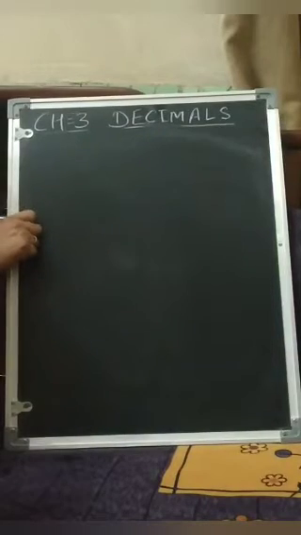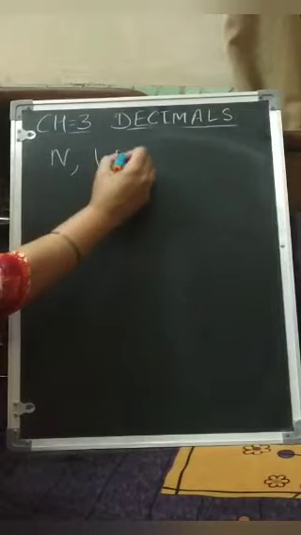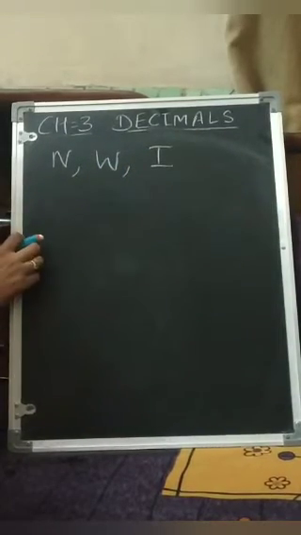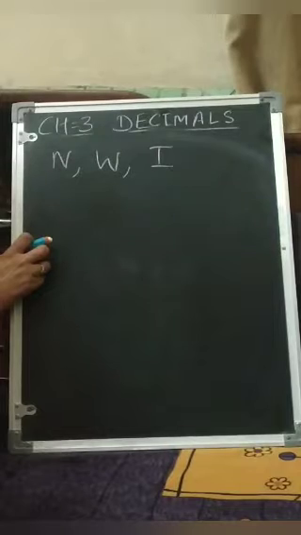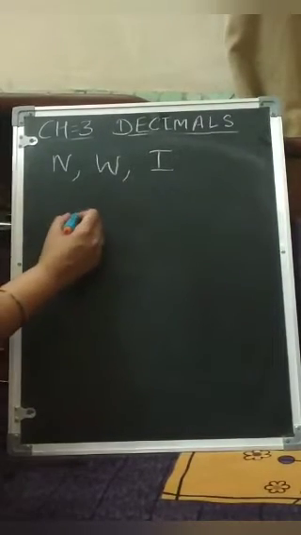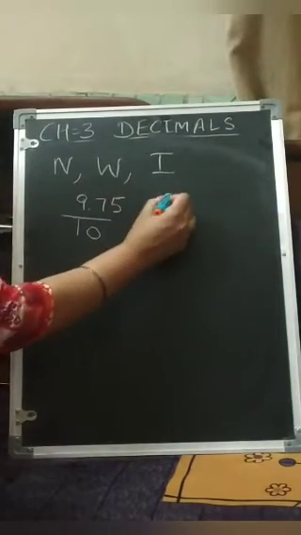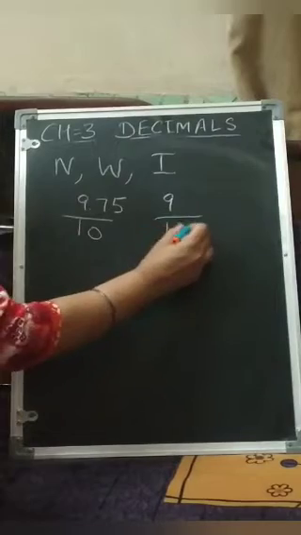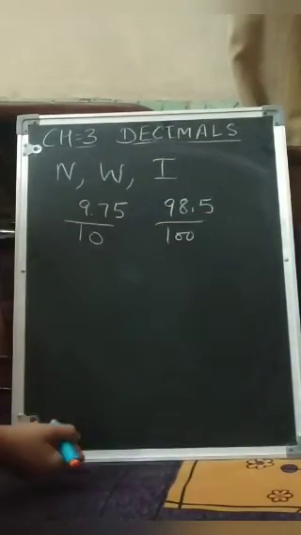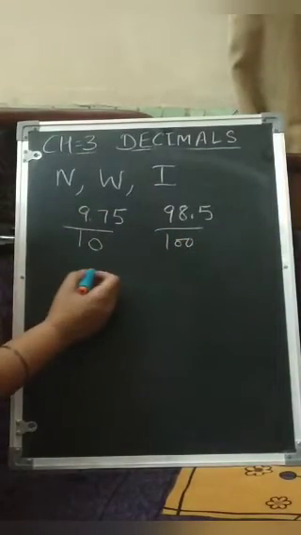So students, till now you have learned about natural numbers, whole numbers, integers. But you can see in our daily life we are sometimes using decimals also. How are we using them? When you see your marks, sometimes out of 10 you get 9.75, or out of 100 you get 98.5. So this is called a decimal. Now I will tell you an example of decimals.